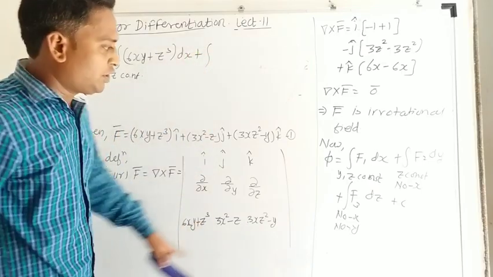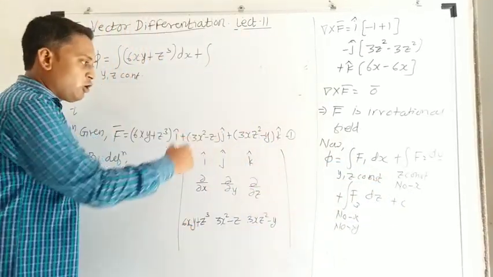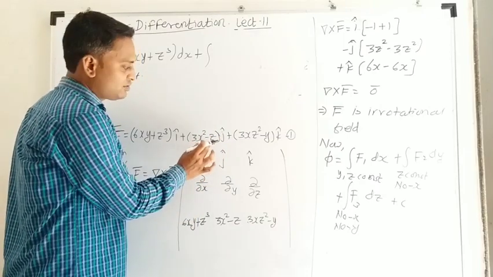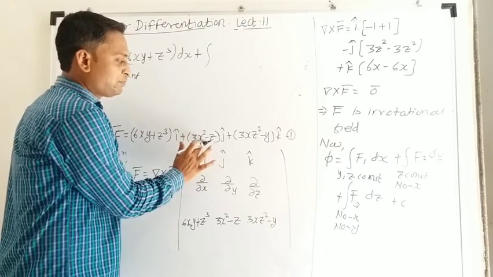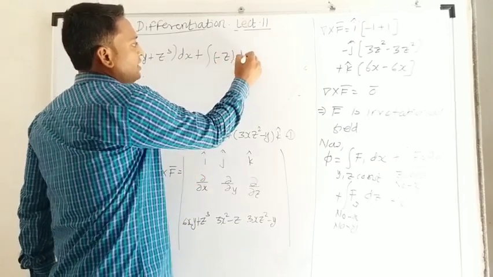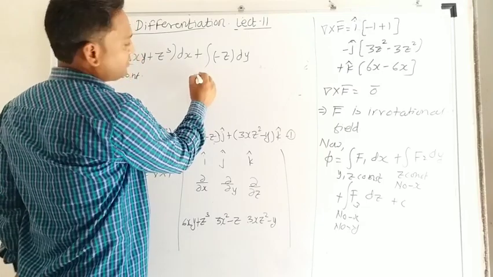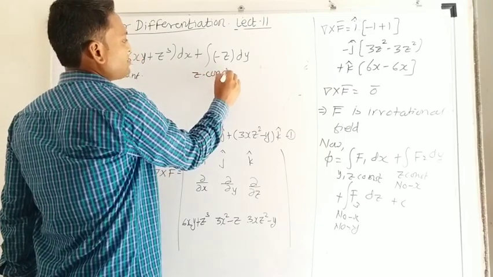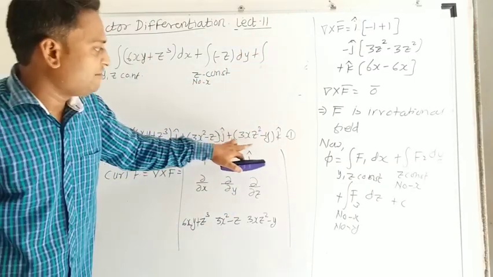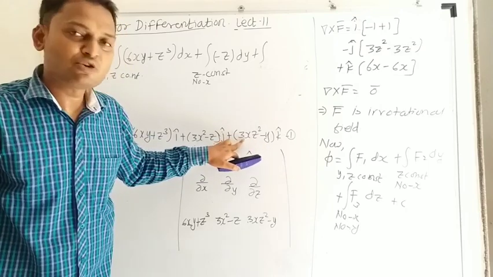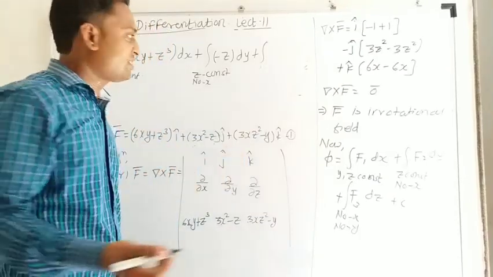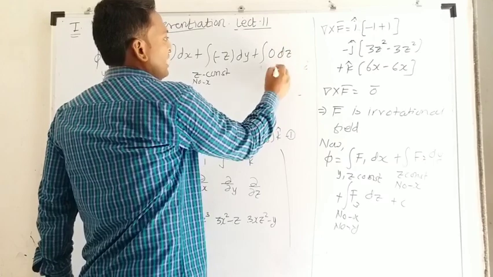Next term, no x. We have to check how many terms in f2 are free of x. In f2 there are two terms. One term contains x, so that term we are not going to consider for integration. Only the second term is free of x, which is minus z. So that minus z I will write here, dy, with z constant. No x we have already considered. Third term, no x, no y. If you check the third term f3, terms of x are available in the first and y in the second, so no term is free of x and y. So we'll take here 0 dz and plus constant of integration.